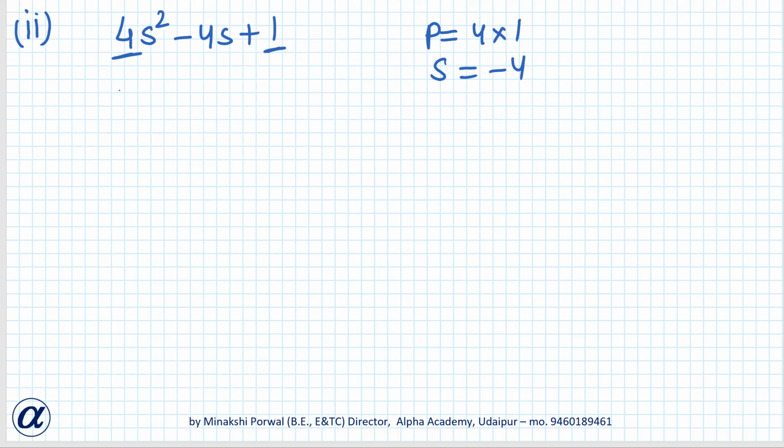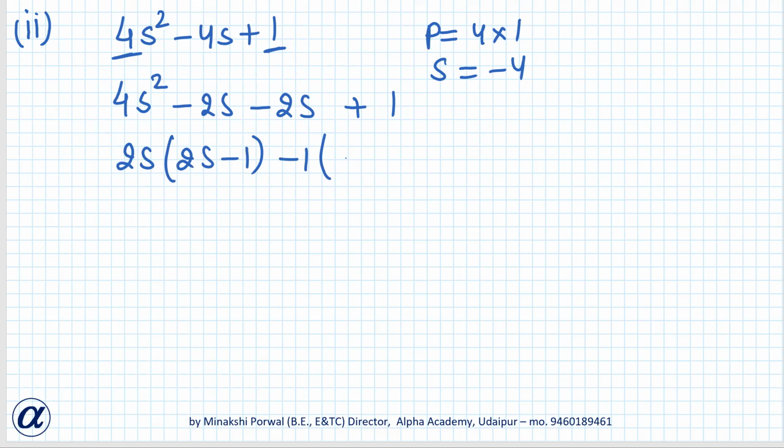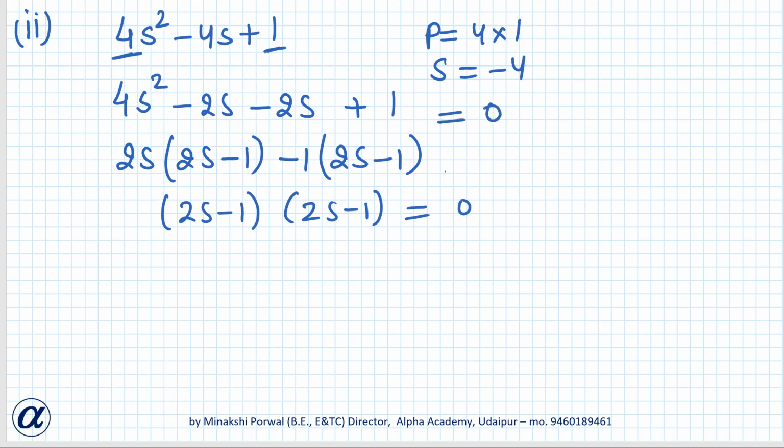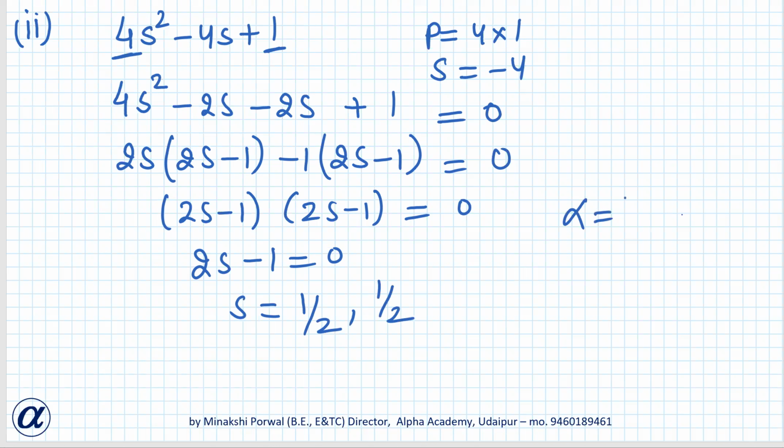Okay, so 4s square, minus 2s, plus 1. 2s will take common, 2s minus 1, minus 1 will take common, 2s minus 1, so 2s minus 1, 2s minus 1, okay, equals to 0. For finding 0, we have to put this polynomial equal to 0. So 2s minus 1 equals to 0 means s equals to 1 by 2, and same for other one also. So alpha is 1 by 2 and beta is 1 by 2.